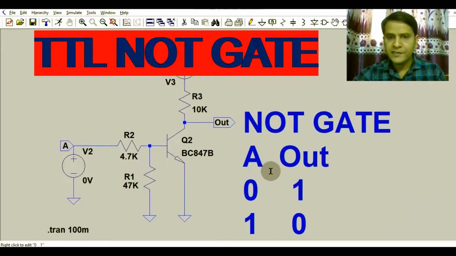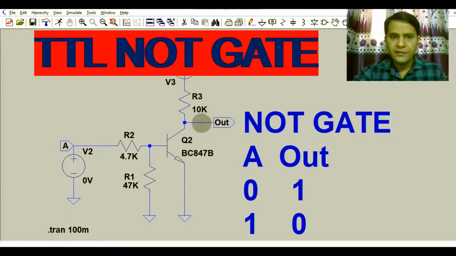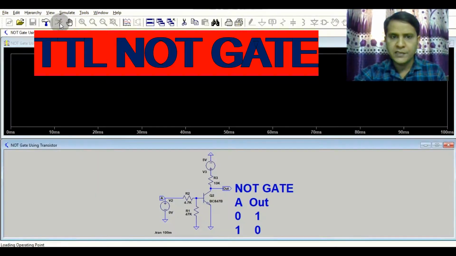So here you can see if A is 0, your output is inverted, that is 1. If your input is high, your output is low, and vice versa. This is basically the truth table of NOT gate. So here you can see we have one transistor and we have one input. Now let me run the simulation and show the waveform to you.